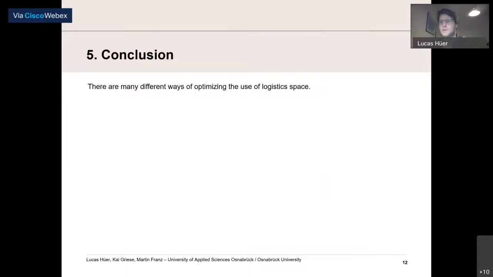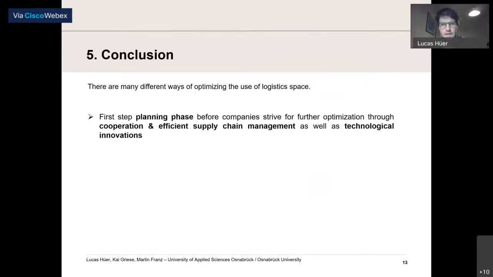All right, so let's go to the conclusion. As you saw within the various solution fields, there are many different ways on how to optimize the use of logistical space. The first step should always be the planning phase, but this shouldn't be the last step. On top of the planning, there's always the opportunity to further increase the land use by efficiently cooperating with your supply chain partners or by implementing some technological or digitalized innovations into your processes.